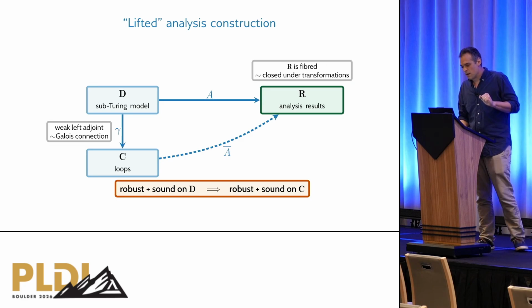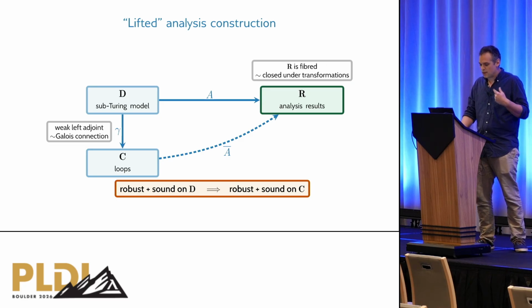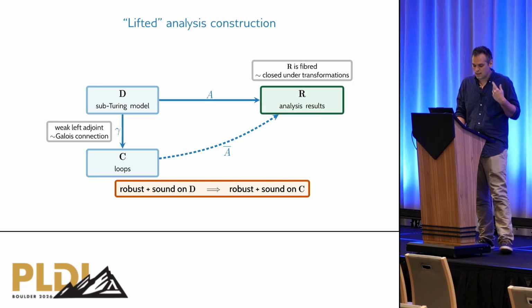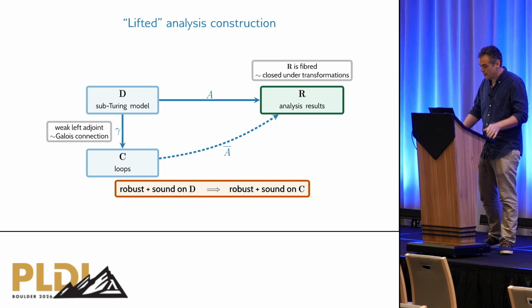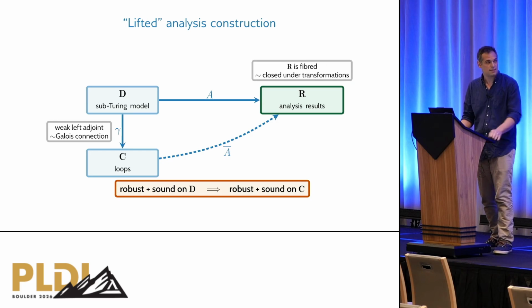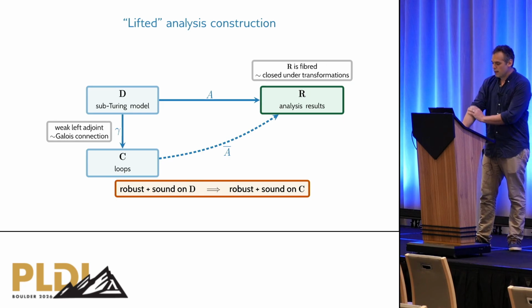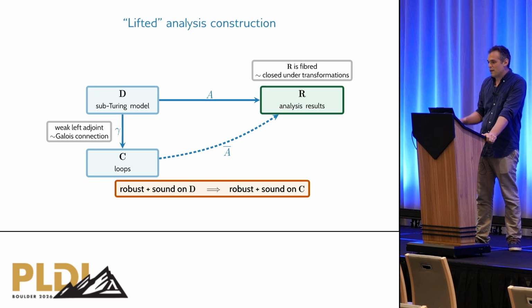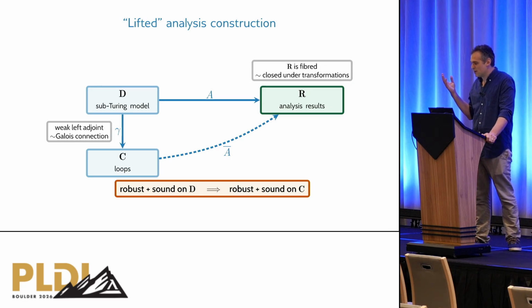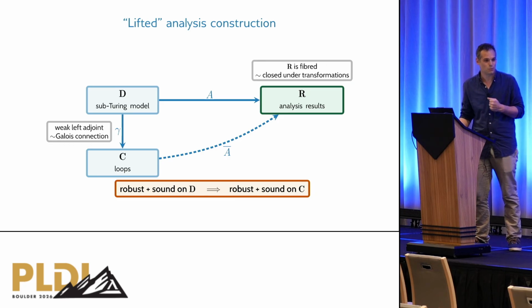But the takeaway here is that we have this very general recipe for showing that if you have a sound and robust analysis that's just defined on D, we can always lift it to C. So the content of this is, number one, we sort of don't need these bespoke correctness proofs for all of these papers anymore. They're just instances of this one general recipe.